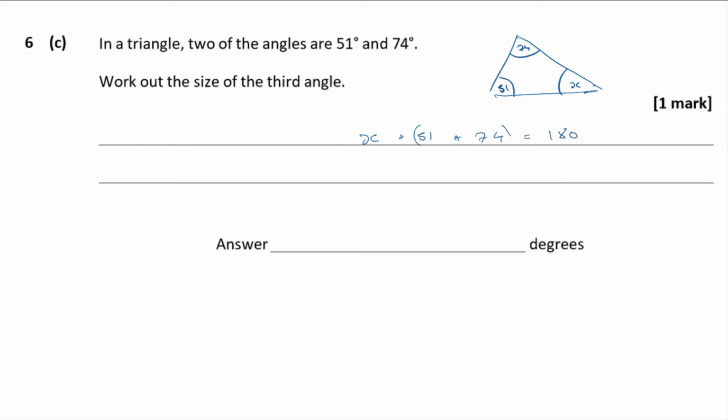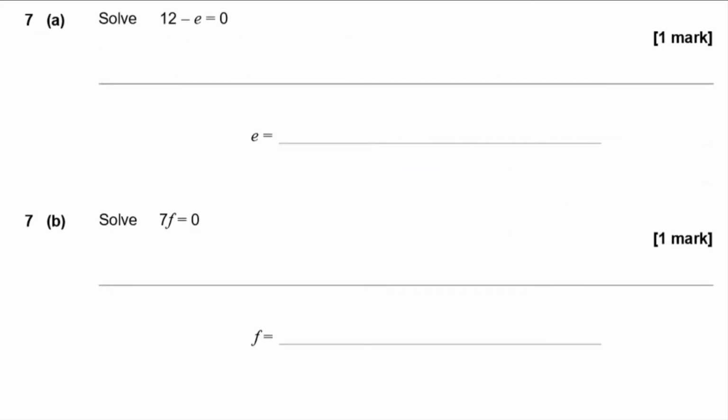So those two together, what do they make? 51 and 74 adds up to 125. So I've got X plus 125 is equal to 180. And then taking 125 away from both sides, that leaves me with X is equal to, what's that, 55 degrees? I think so, 55. Question 7a, solve 12 minus E is equal to 0.